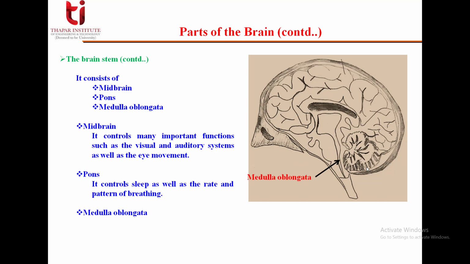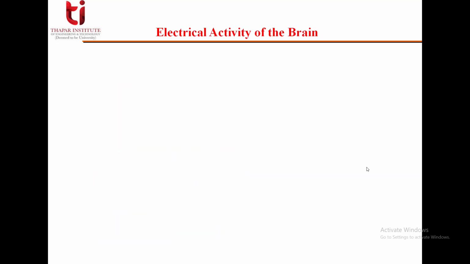Next is the medulla oblongata. It controls automatic actions such as breathing, heart rate, swallowing and blood circulation. So all these involuntary actions are controlled by the medulla oblongata. Now, let's start with the electrical activity of the brain.